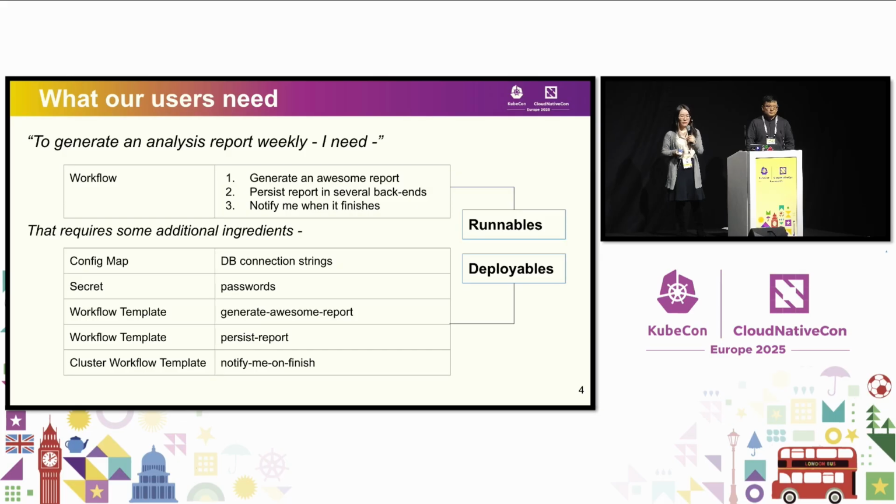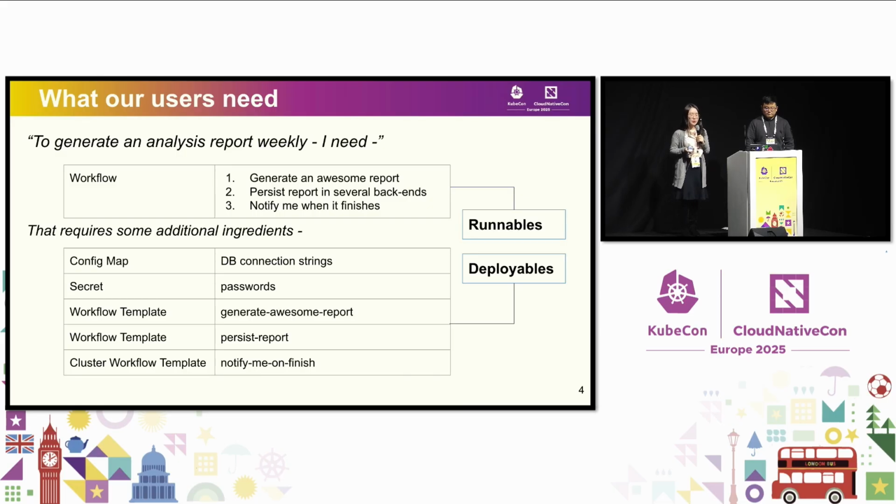and then finally it notifies me when everything is finished. For that to happen, we need a few other resources available on the cluster it's executed on, such as config maps and secrets. And for workflows specifically, there's the Argo WorkflowTemplate and ClusterWorkflowTemplate for the workflow itself to refer to.